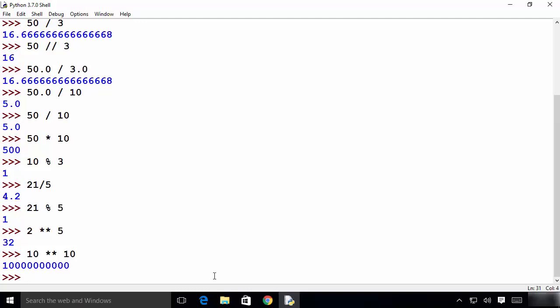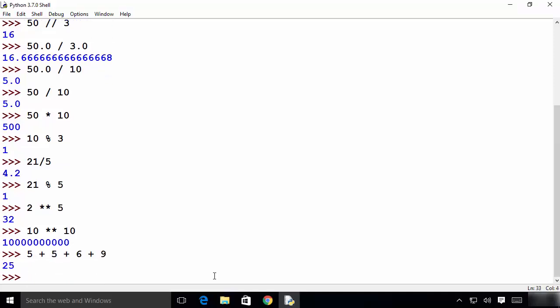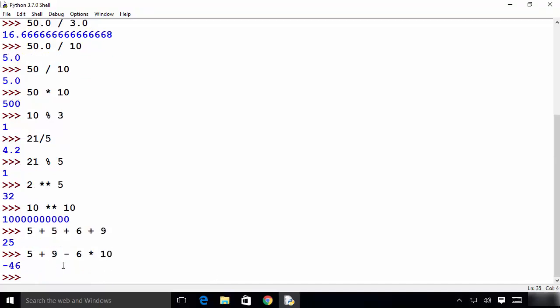Now it's also possible to do these mathematical operations on more than one number. So for example, I can write 5 plus 5 plus 6 plus 9, and it will give me the result of the addition of these four numbers. And it's also possible to use different types of operators in one expression. So I can write 5 plus 9 minus 6 multiplied by 10, for example, and it's going to give me the result of this expression.